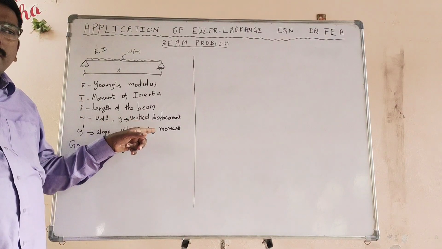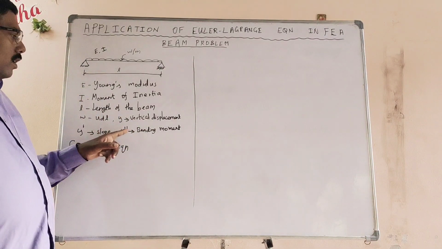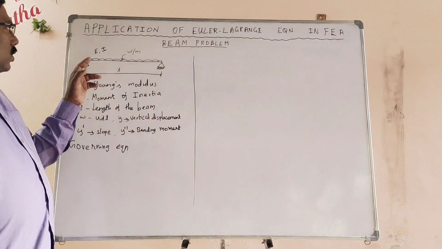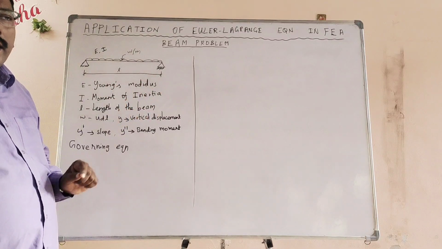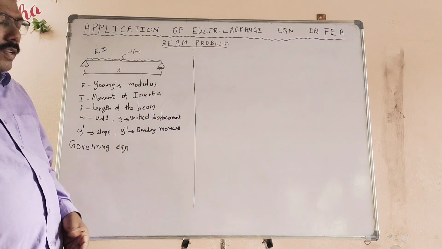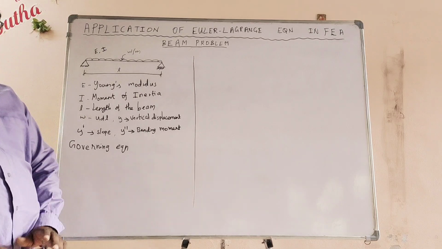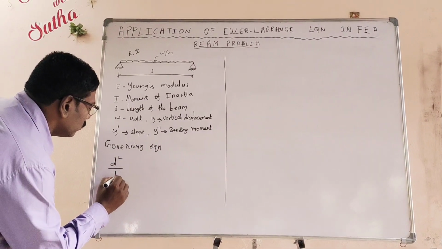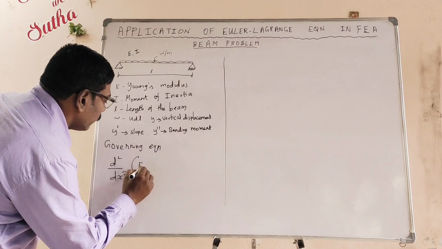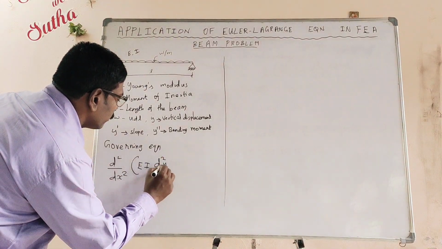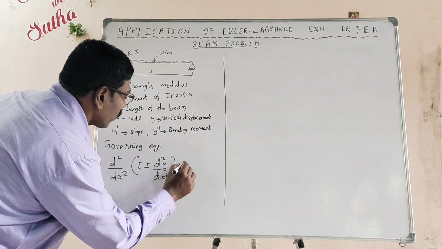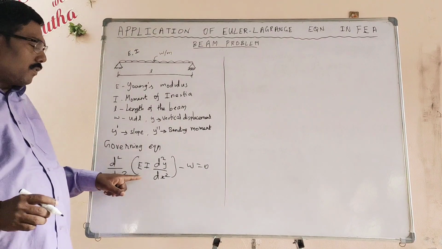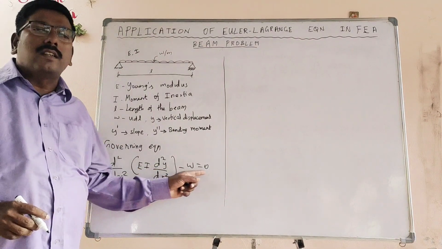Let y be the vertical displacement, y dash be the slope and y double dash be the bending moment, that is EI into y double dash. So the product EI is called flexural rigidity, that is Young's modulus into moment of inertia. The governing equation for this type of problem can be written as d square by dx square of EI into d square y by dx square minus W equal to 0.